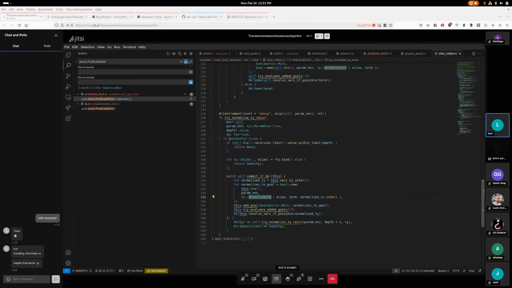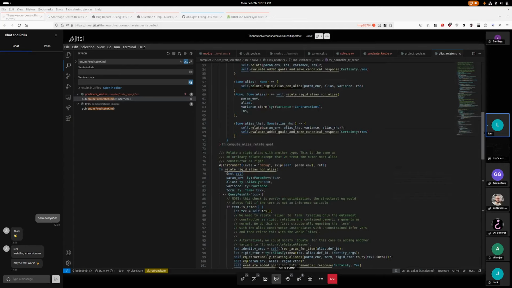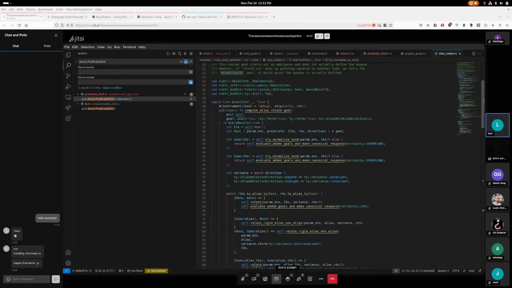And alias relate is actually used to normalize until something is rigid. Alias relate is also a bit more general. If you have an associated type on one side of the alias relate goal and an inference variable or some rigid type on the other one, then it just fully normalizes the alias and then equates. But alias relate also handles equating two aliases, which happens by fully normalizing both sides and then equating the resulting rigid types.